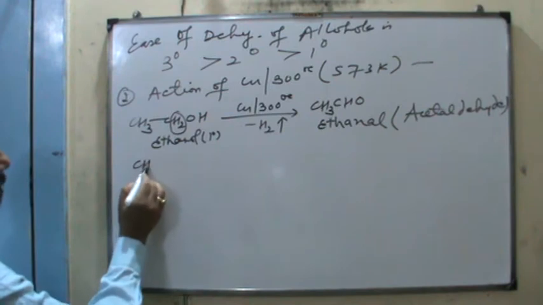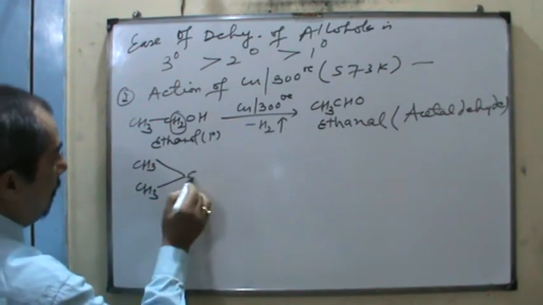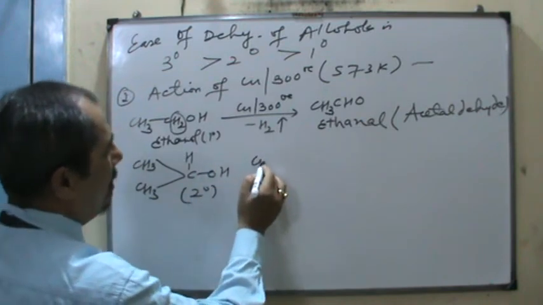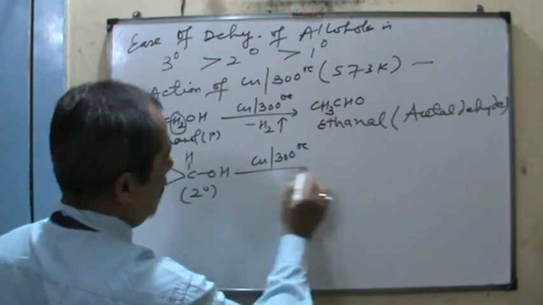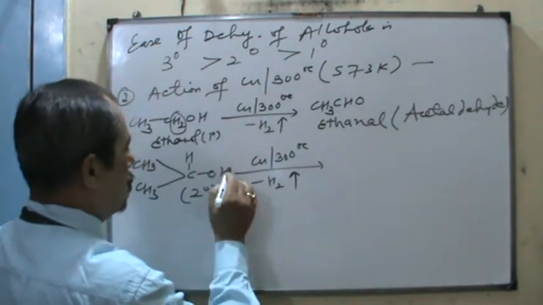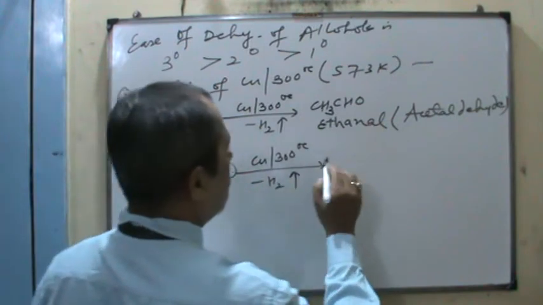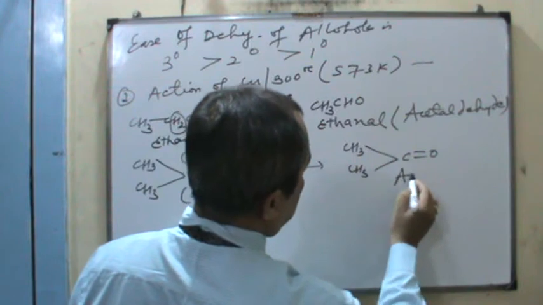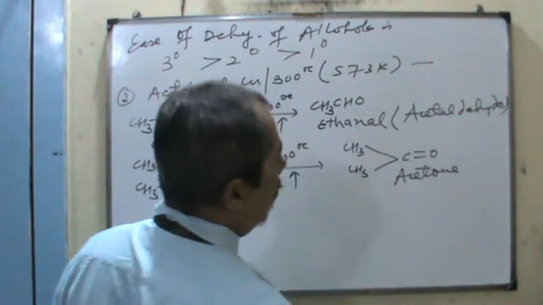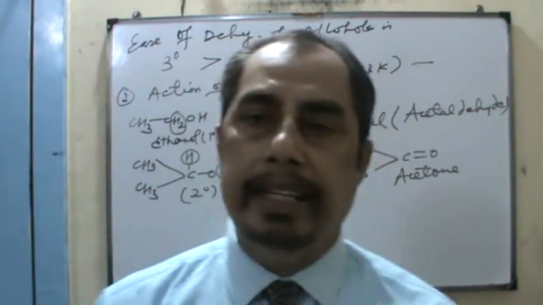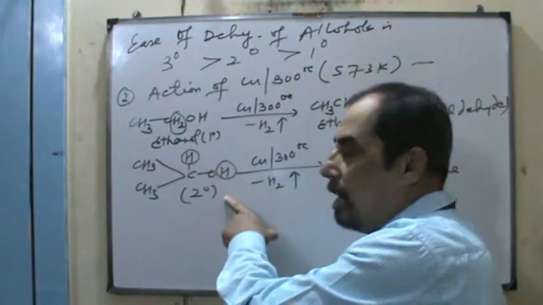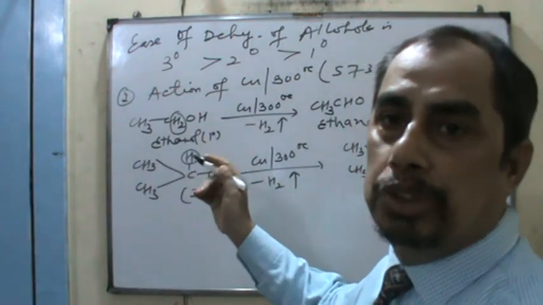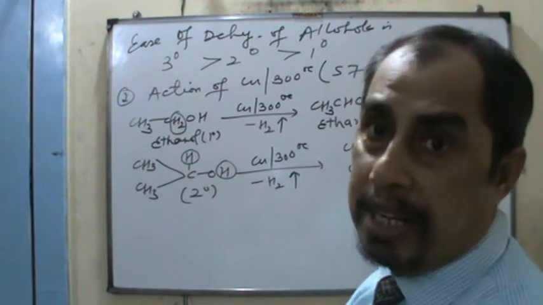Now you take a 2 degree alcohol, CH3CH(OH)CH3. It is a secondary alcohol. Action of copper under the same condition, again it undergoes dehydrogenation, H is lost here. So what is the product formed here? Anybody? The product formed is acetone, or dimethyl ketone. So keep in mind that primary alcohol as well as secondary alcohol undergo dehydrogenation, so aldehydes and ketones are formed respectively.